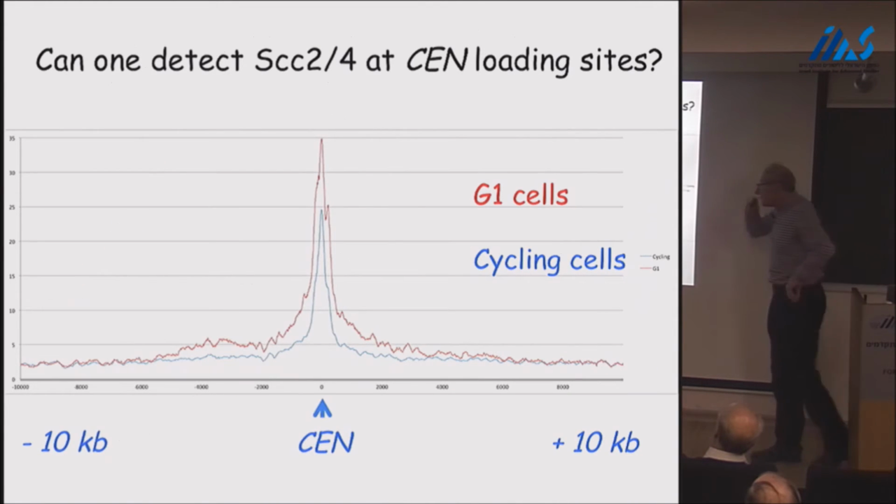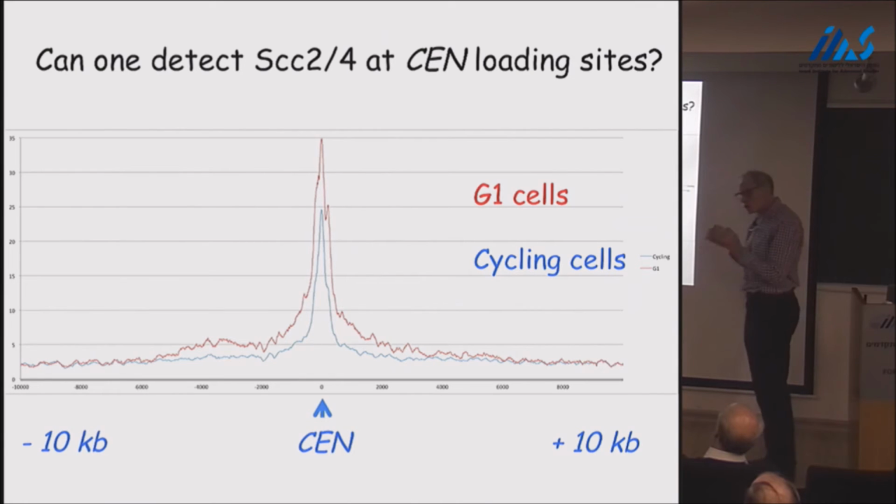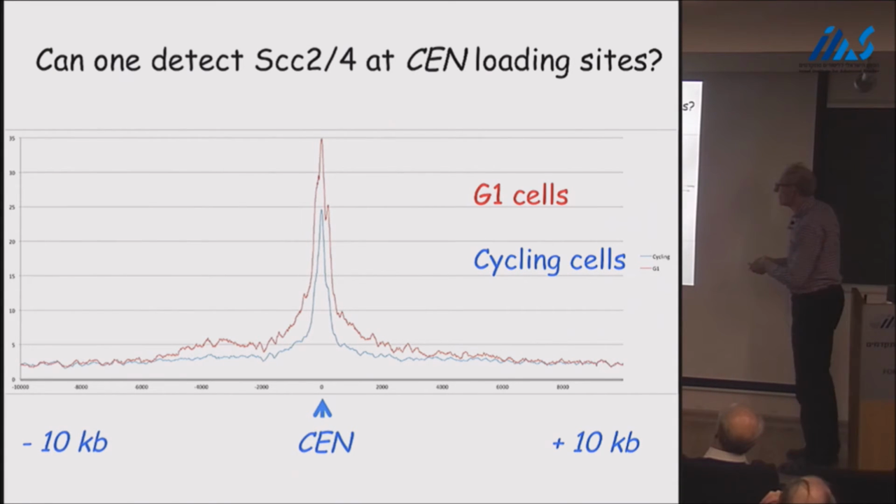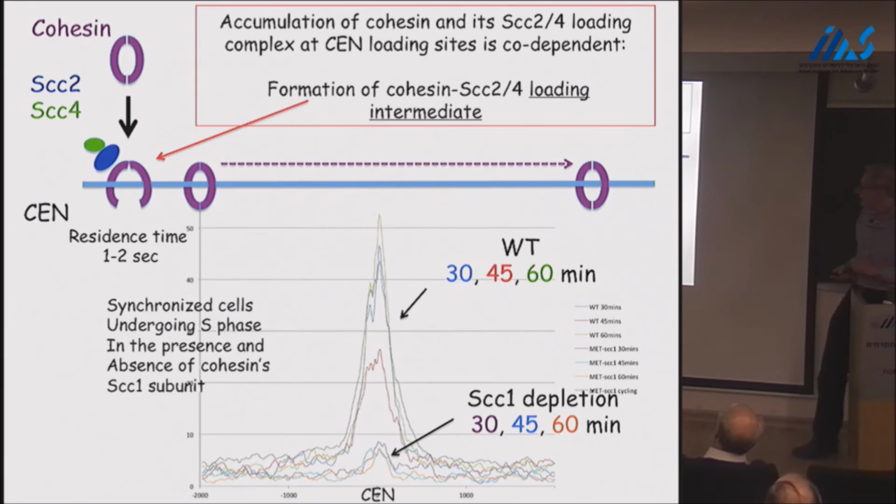Okay? Now, we think cohesin's coming on at this site. You might imagine you would also see the loading complex at that site. And lo and behold, you can see, it turns out both in G1 and in cycling cells, if you look at the distribution of the loading complex, the levels of association are very low compared to cohesin, but you can see this huge peak right at the centromere itself, okay? Right at the centromere, you see high levels of loading complex. You don't see much anywhere else on the chromosome.